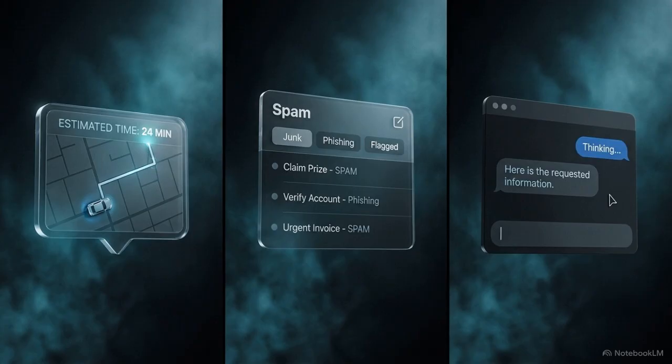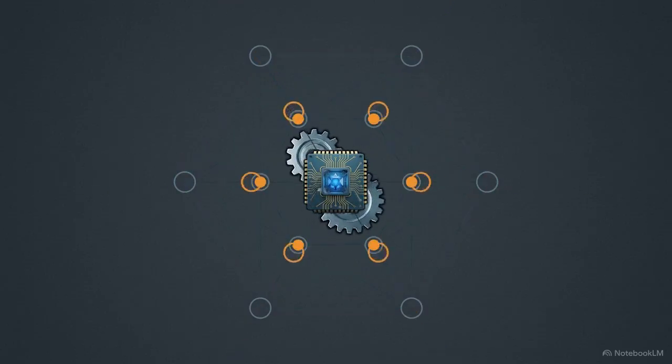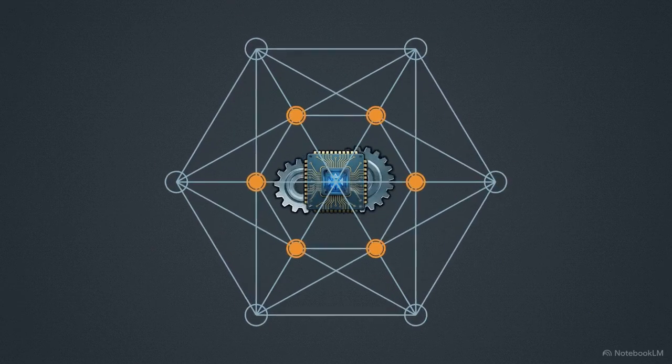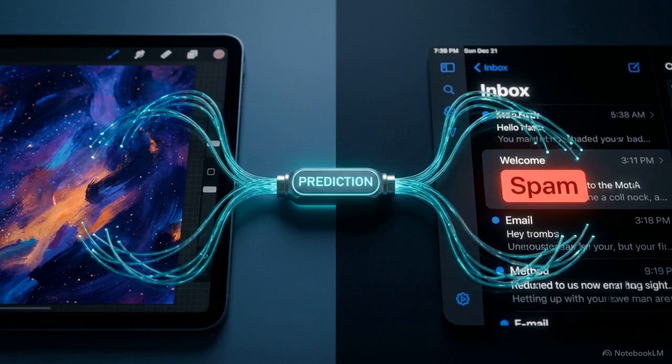A time estimate, a spam folder, and a generated essay look completely different on your screen, but beneath the surface, they are identical. The model is simply taking your converted input numbers and applying the mathematical patterns it learned during training. That brings us to the engine itself. Subsection 4.3, Prediction as the core action. Whether generating art or filtering emails, prediction is the single action driving every AI output.